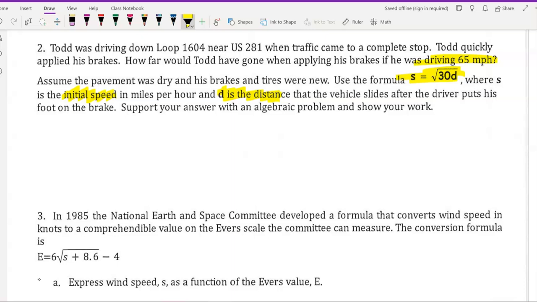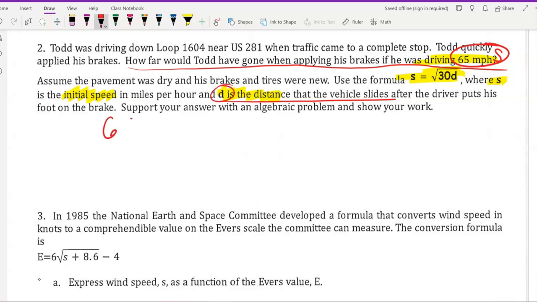Okay. So he was driving 65. So that was his speed, S. And we want to know how far he, right? Where's the words? How far would Todd have gone when applying his brakes? So how much would he have slid afterwards? We're looking for D. So if S is his initial speed, 65, all we're doing is solving for D.